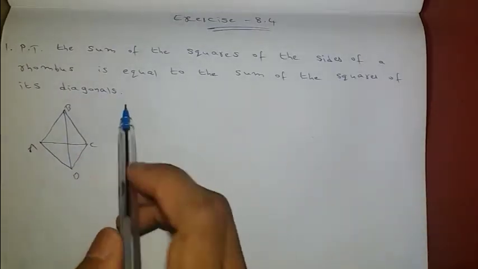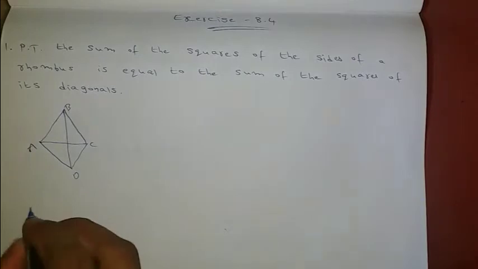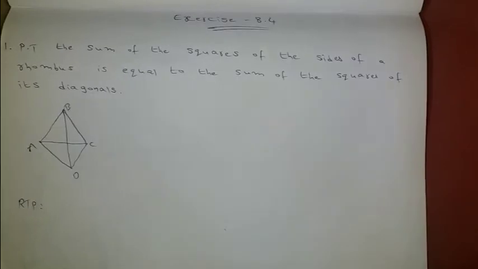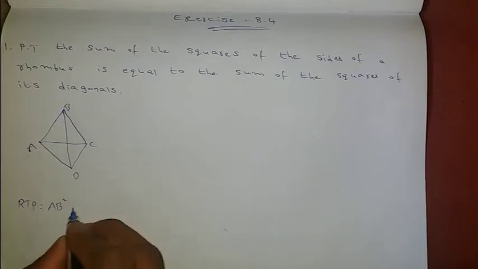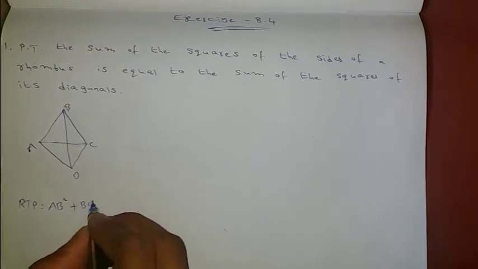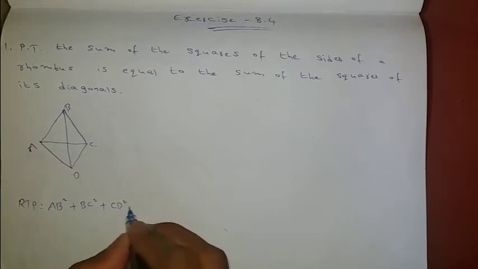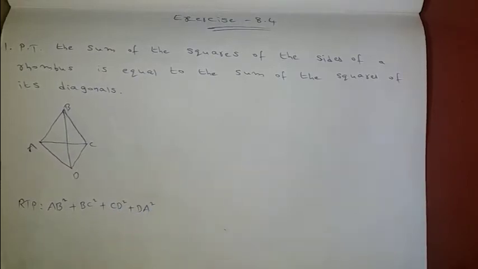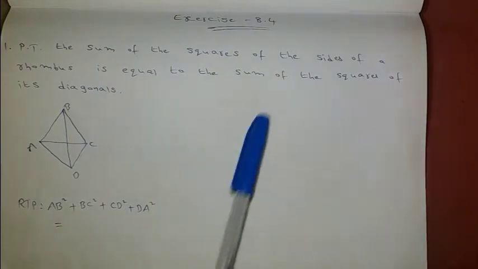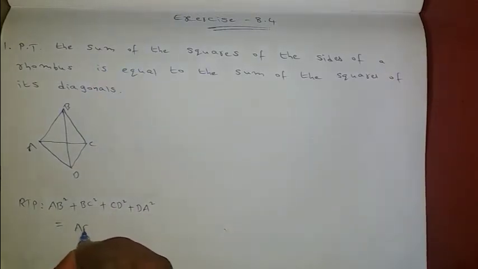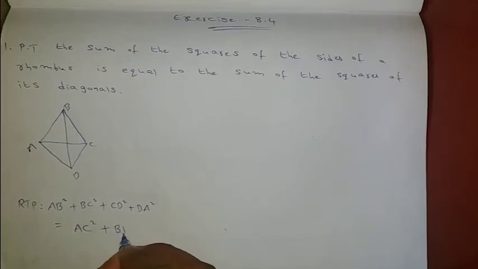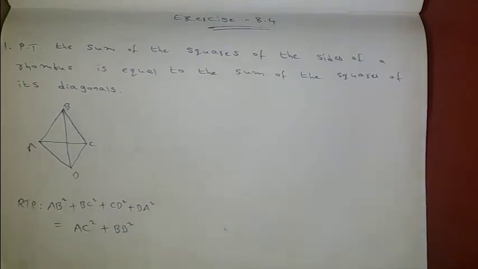So now what is it saying? Sum of the squares of the sides. So what we need to prove exactly? One side is AB, so square of it, AB square, plus second side BC, BC square, plus third side CD, CD square, plus fourth side DA, DA square, is equal to the sum of the squares of its diagonals. One diagonal is AC, so AC square, and the second diagonal is BD, so BD square. This is exactly what we need to prove.